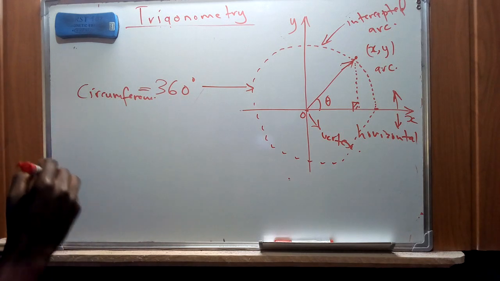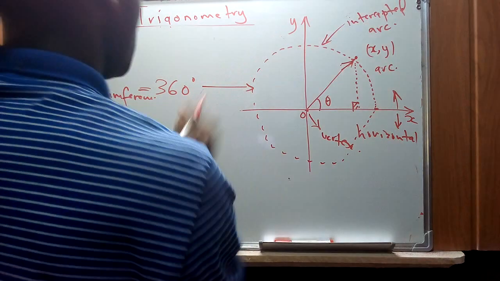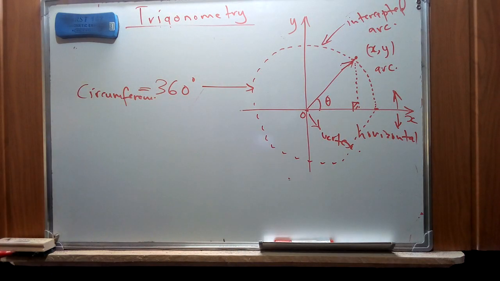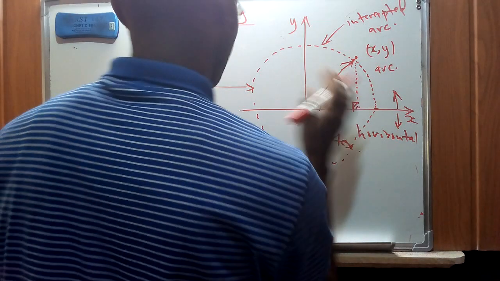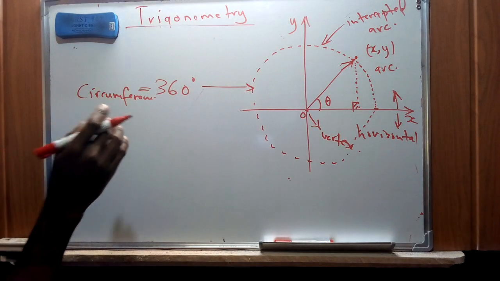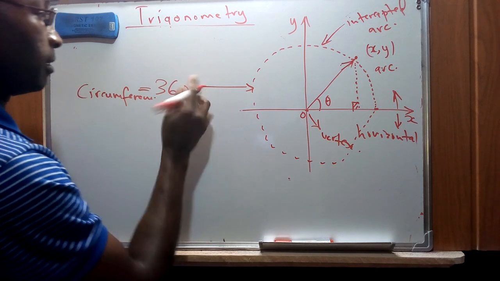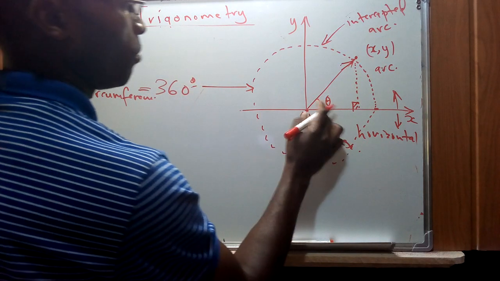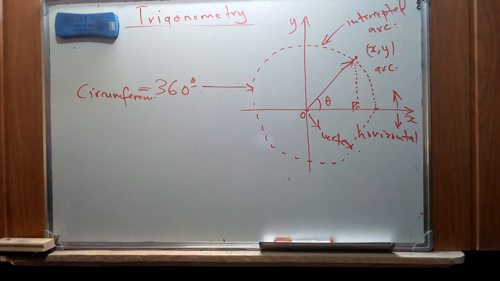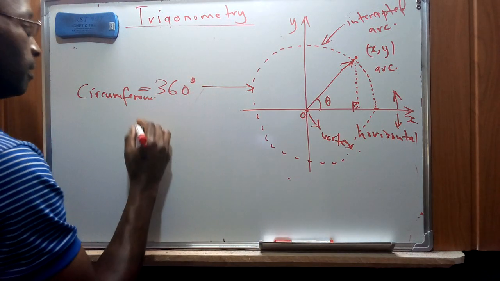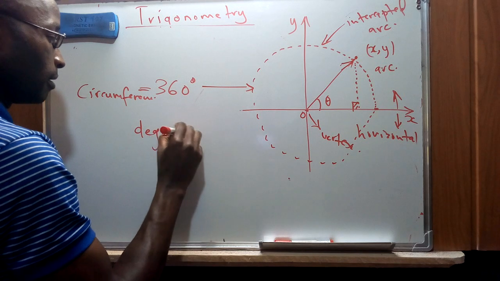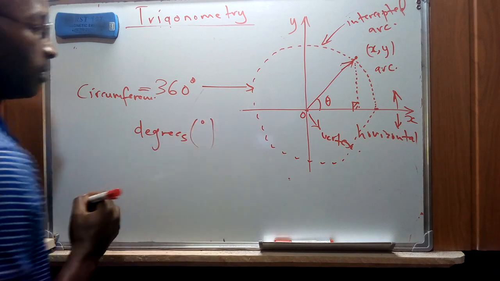Therefore, we can have a relationship between this extended arc and the degree measure of this particular angle. The degree measure, whether it is theta, gamma, alpha, omega, or beta, is measured in what we call degrees, and these are denoted using that small symbol there.